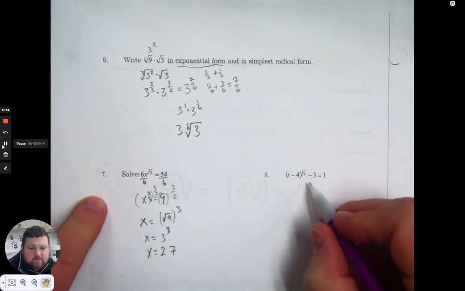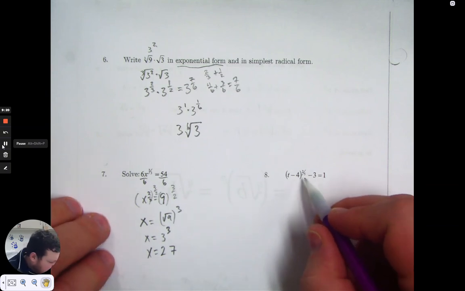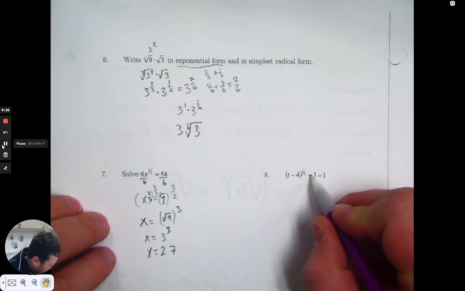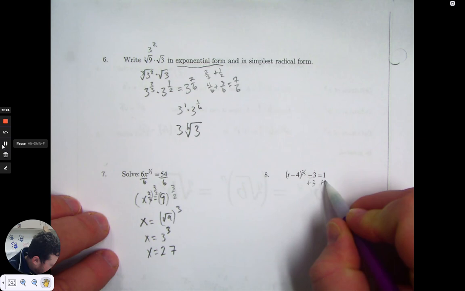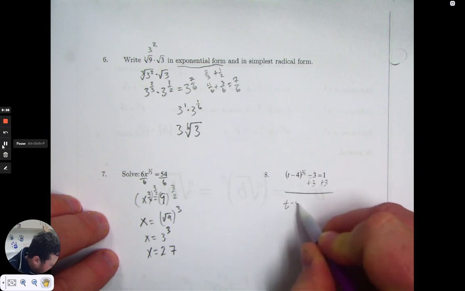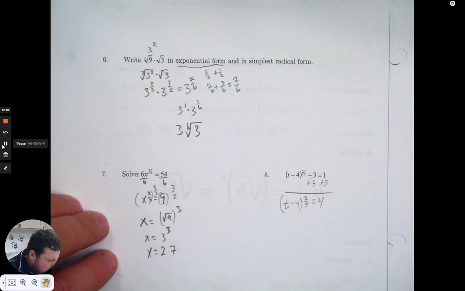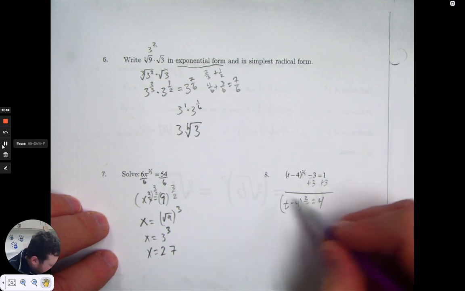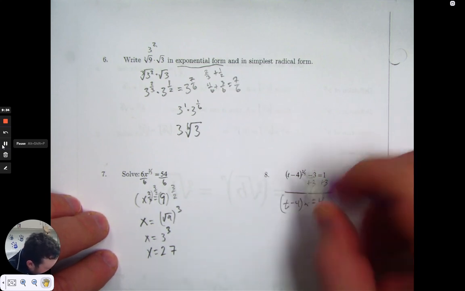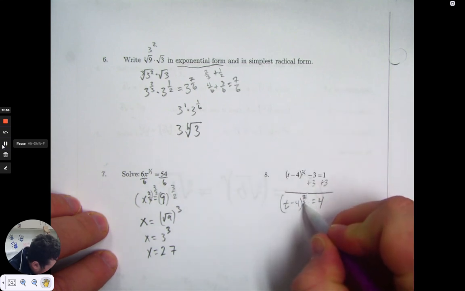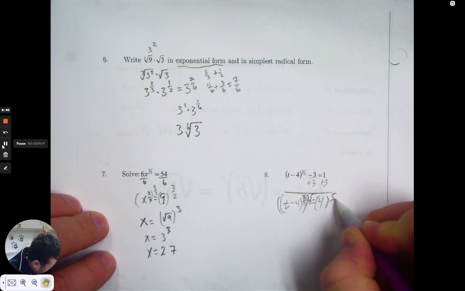Okay, for number 8, we're going to follow the same type of steps. We're just going to follow it like we would anything else. To get rid of minus 3, we're going to add 3 to both sides. We get t minus 4 to the 2/5 equals 4. And then we need to get rid of the 2/5, so to do that, we're going to raise it to the 5/2.